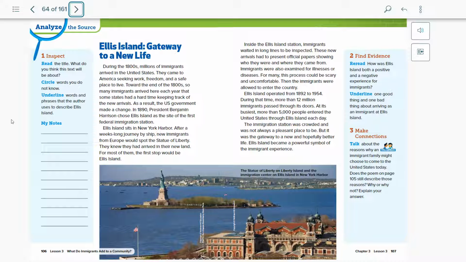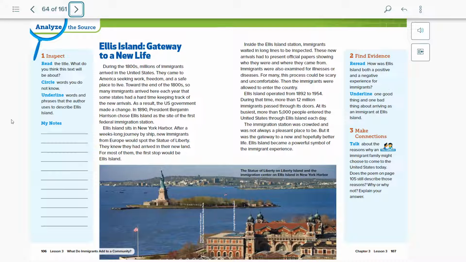They would get checked by doctors to see if they had any kind of sicknesses. If they did, they actually sent them back. So that was difficult for some people, especially anyone who got sick on the journey there.